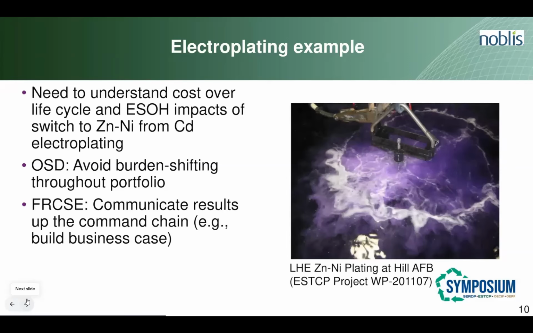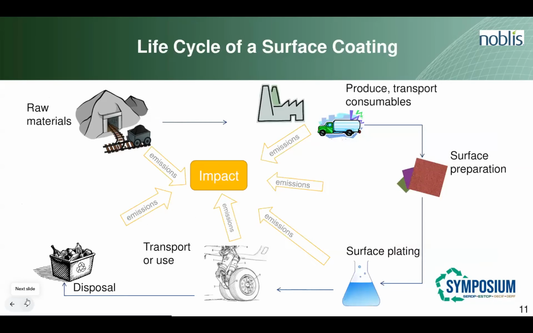So previously we were using an electroplating approach that involved cadmium, which of course has disposal costs, has some healthcare issues. And so we wanted to look at comparing an incumbent cadmium process to a zinc nickel electroplating. That's the short story. There's a nice picture of a similar kind of bath. But the great thing for LCA and the sustainability analysis is that FRCSE could talk to the people with the money about why it'd be good to make this change. And they can make the business case from an environmental perspective and a financial perspective.